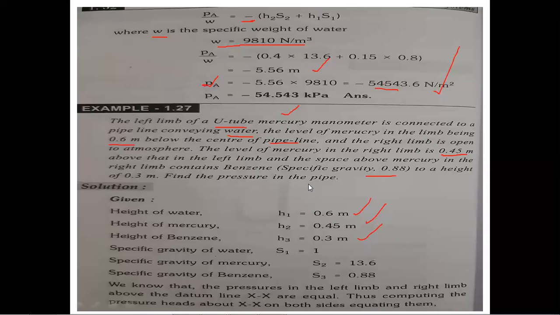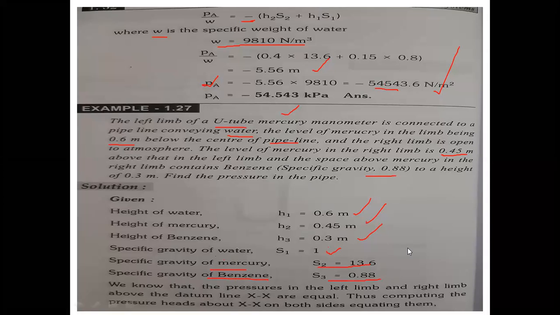Okay. Now see, the specific weight of water is S1. Already you have to keep in mind that the specific weight of water S1 is equal to 1, but it is not mentioned in the question. Now the specific weight of mercury is 13.6. Next, the specific weight of benzene is given as S3 equal to 0.8.